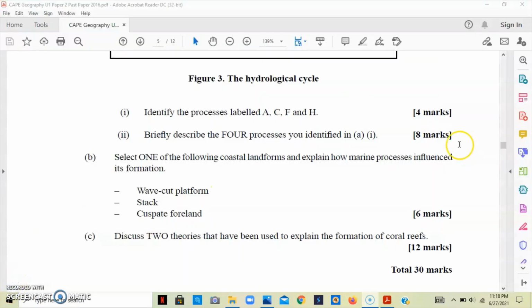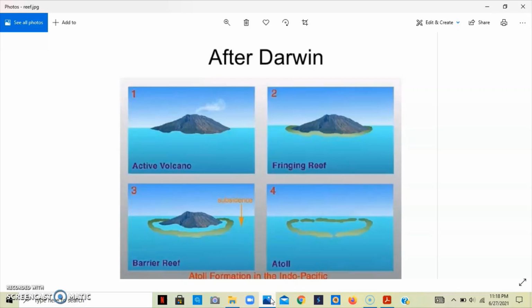Alright, so let's look at question C. Question C asks us to discuss two theories that have been used to explain the formation of coral reefs. Now, based on your studies, you should have been exposed to the upliftment and subsidence theory as well as the glacier control theory by Doyle. Now, let me tell you about the upliftment and the subsidence theory.